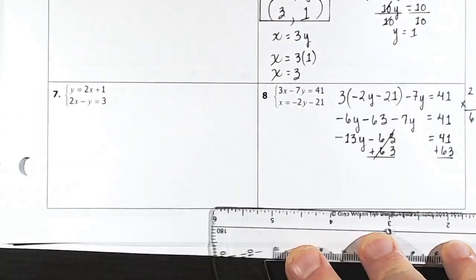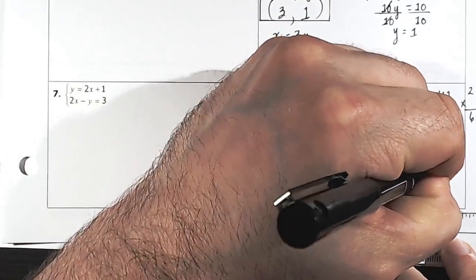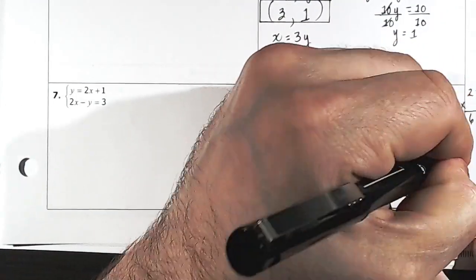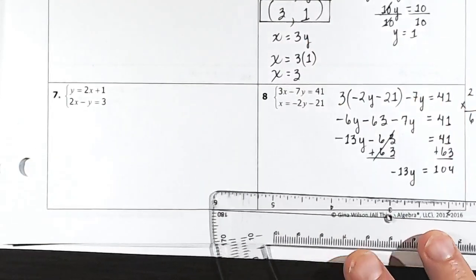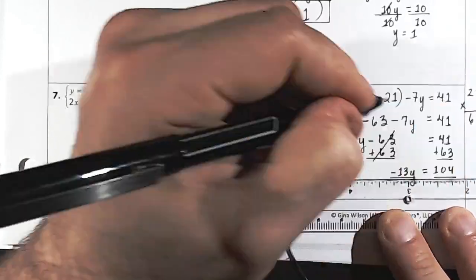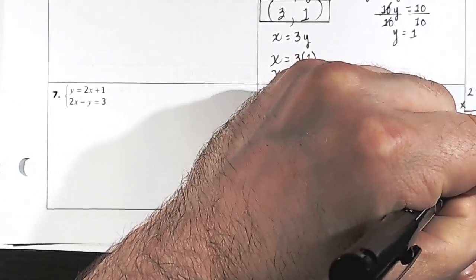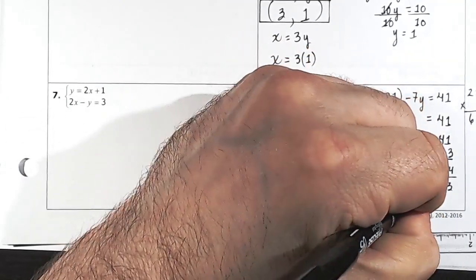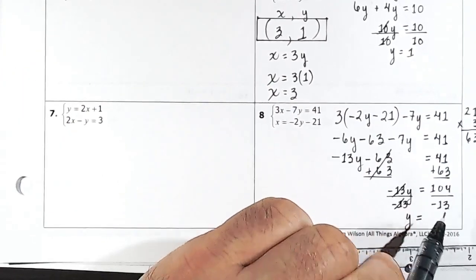On the left, it just goes away. And we can bring down this negative 13y. Negative 13y equals. And now all we have to do is add 63 to 41. So 1 plus 3 is 4. And 4 plus 6 is 10. 104. To solve, we just have to divide both sides by negative 13. All right, now the negative 13s cancel on the left, and we have y equals whatever 104 divided by negative 13 is.